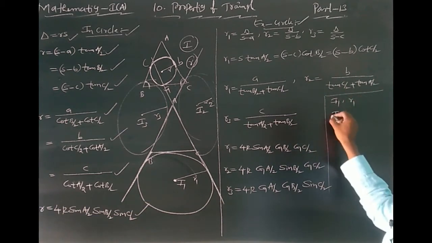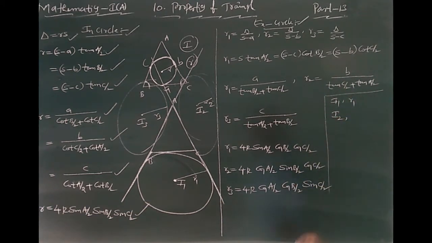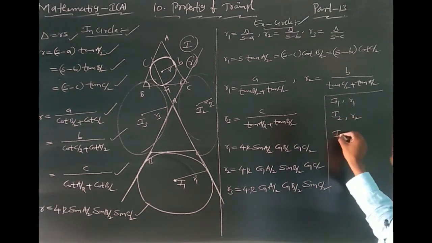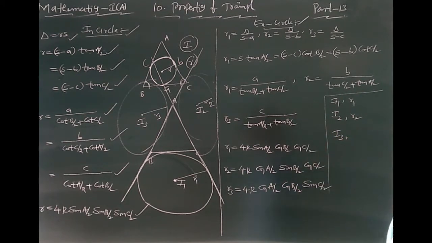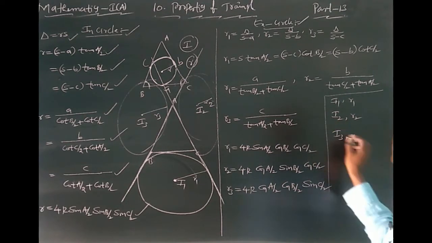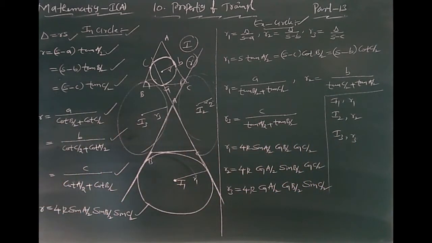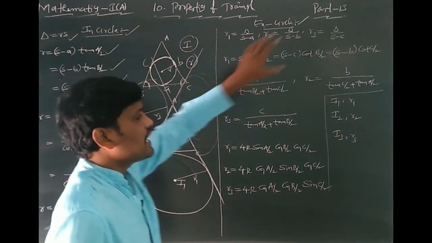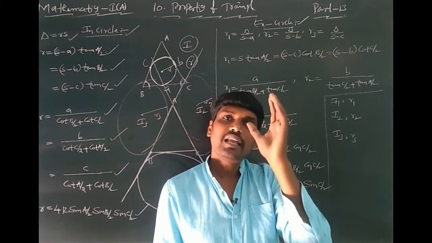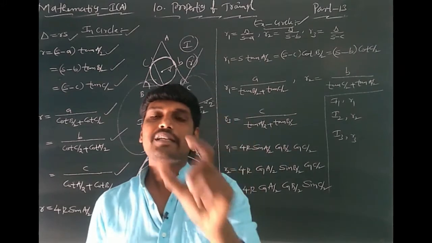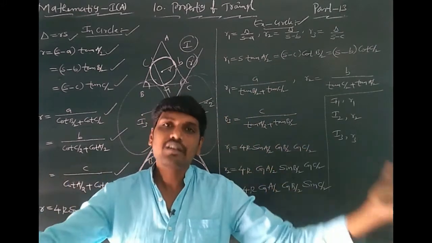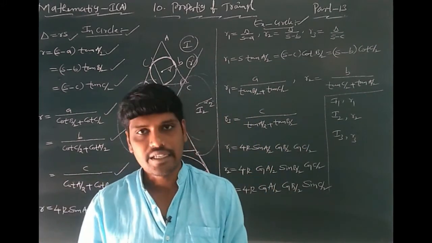Similarly, I2 is the second excircle center, R2 is the radius. I3 is the third excircle center, R3 is the radius of the third excircle. This is the excircle definition. Understood or not? Incircle completed. Next, the excircle definition is also completed. There are three excircles, having three different radii and three different centers.